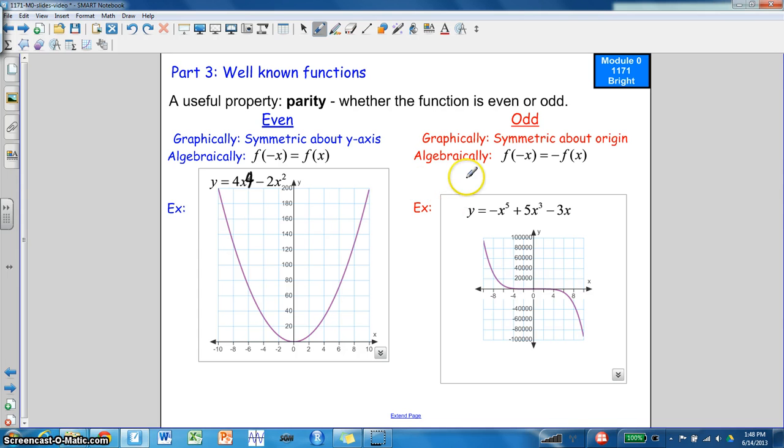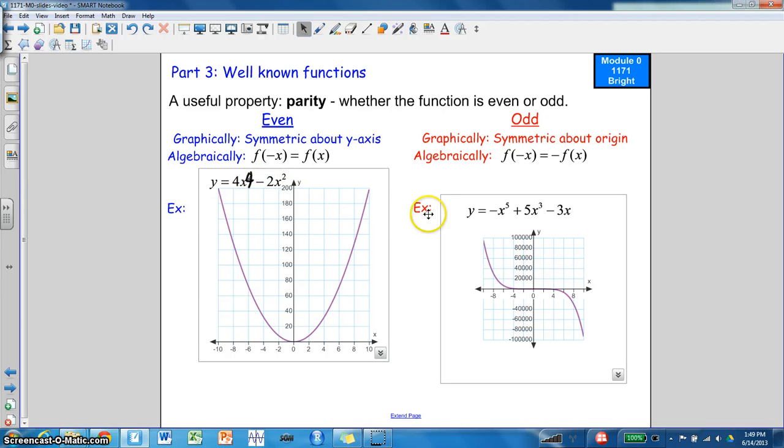Now with an odd function, we say it's symmetric about the origin, or we say it has a rotational symmetry. This is when, for the function here, if we can take it and spin it around 180 degrees and get the same thing, that'll be an example of an odd function. Algebraically, if we substitute in a minus x, we should be able to factor out that minus after we do everything. And the examples that I chose for this worked out to be pretty nice.